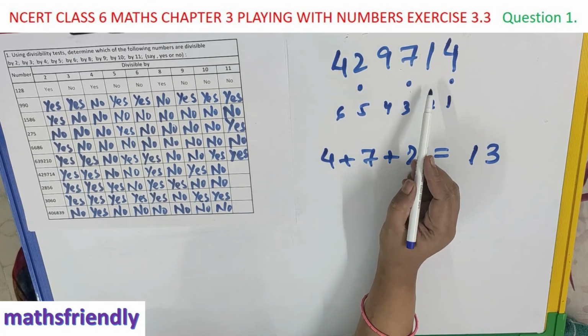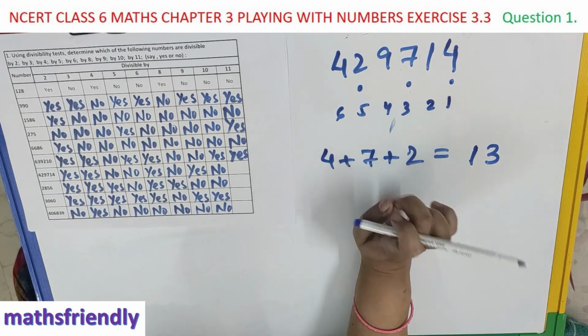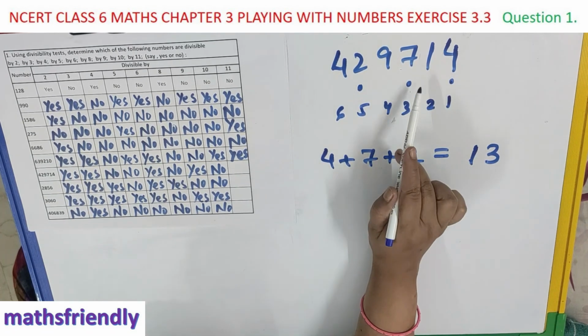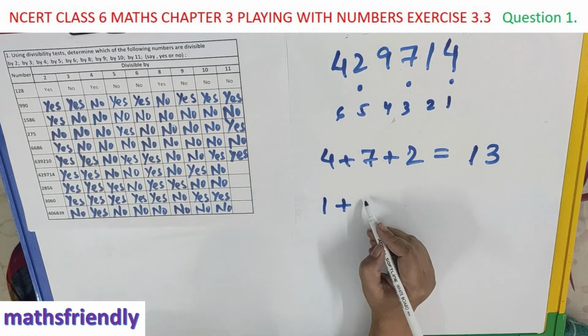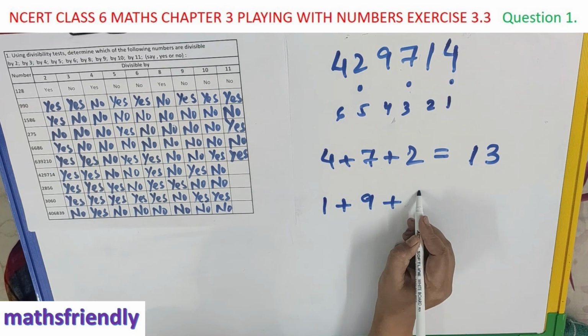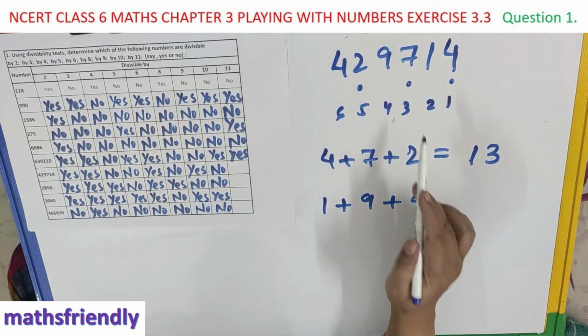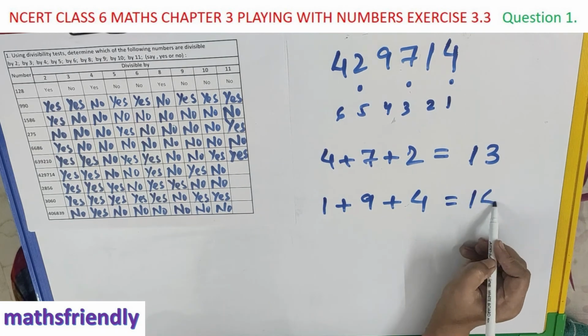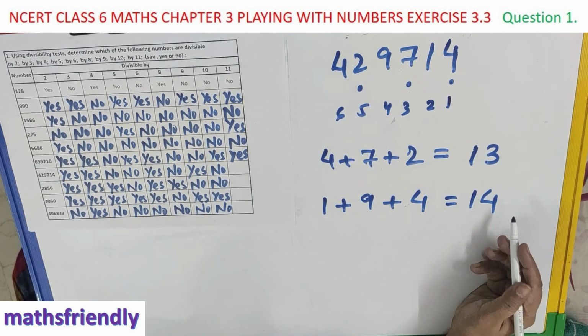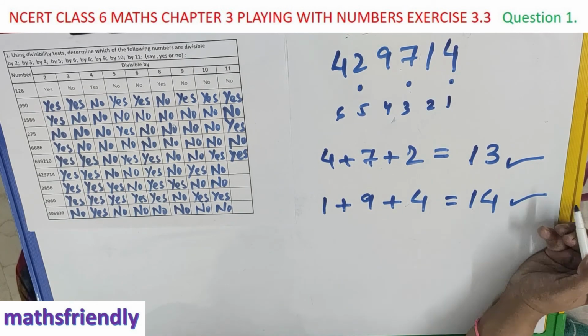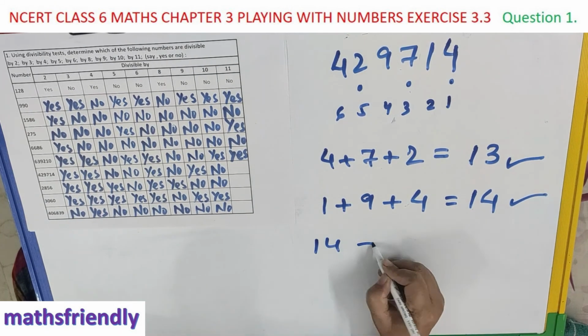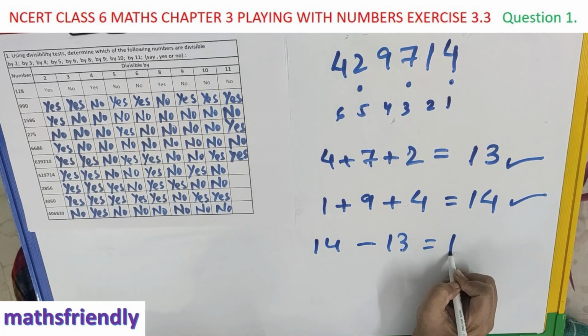Now what are the digits at even places? The digits at even places are 1, 9 and 4. These all should also be added. So we have to add them. It is 14. Now what do we have to do? We have to find the difference of these two. Right. So what will be the difference? 14 minus 13, it is 1.